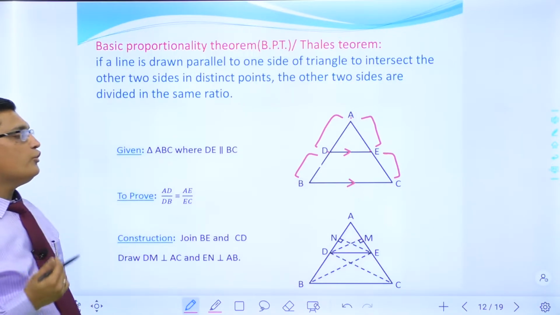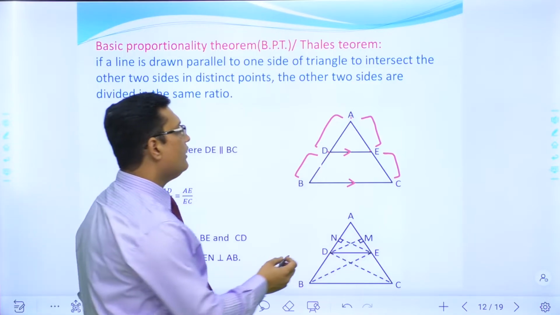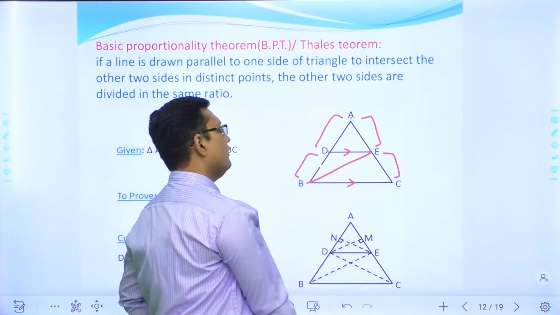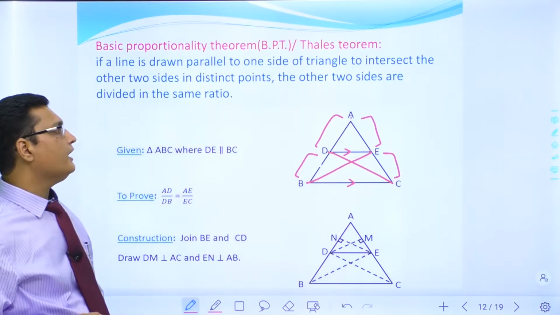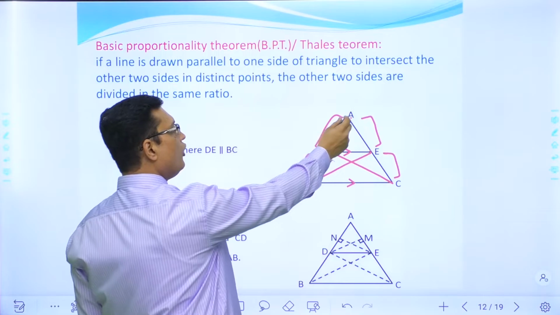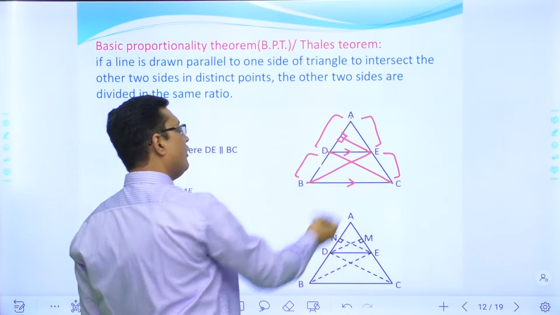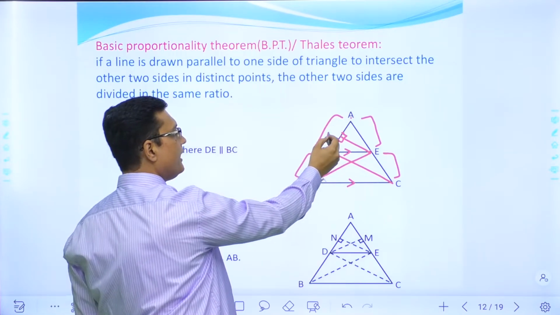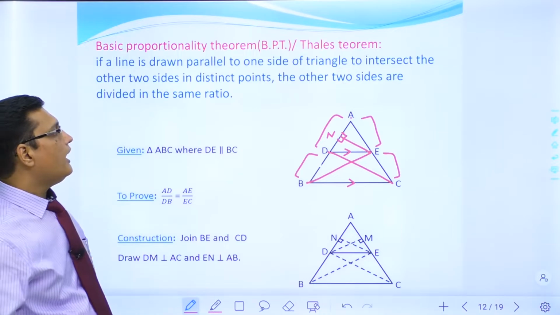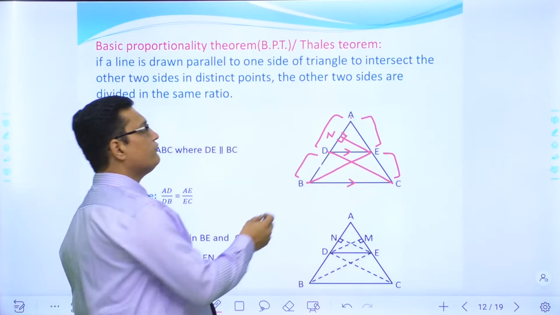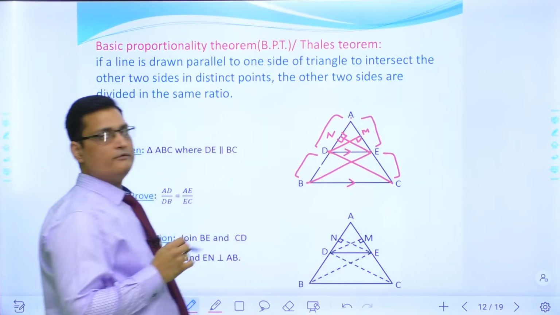Now students, to do it, we have to do some construction. What construction do you have to do? First, you join B to E, you join C to D. Afterwards, you draw a perpendicular EN on side AB. EN perpendicular on side AB. And another perpendicular you have to draw, that is DM, on side AC, right?